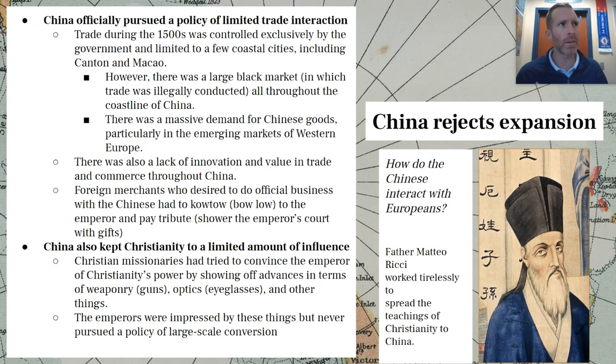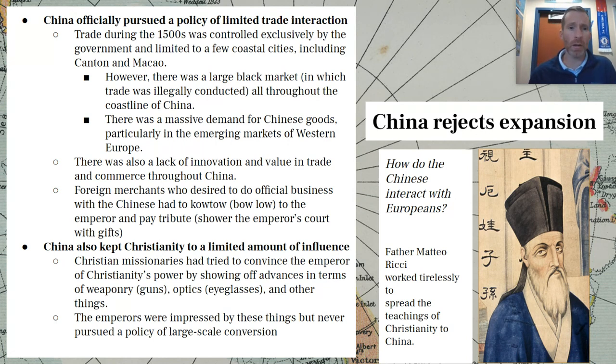So the question now moves for us to what you see on the slide. How do the Chinese interact with Europeans when they make this first contact? China at first is going to look to control and restrict the flow of trade. And this has been managed by the government during this time. But there is a black market that does exist out of the two cities, Canton and Macau, where trade has typically been restricted to. There is more trade going on there than the government would really like.